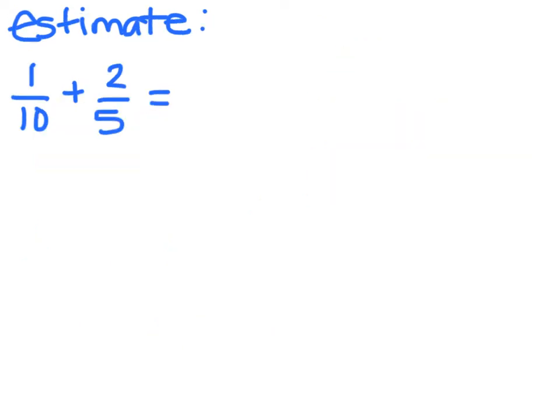Let's try a couple more of these together. Let's estimate the sum of 1/10 and 2/5. 1/10 is very close to 0. 2/5 is, I'm going to go with 1/2 as our benchmark for 2/5. So our answer for this one is 1/2. See how this is working? We're simply going to round or use a benchmark to simplify our fractions to 0, 1/2, or 1 and add from there. Let's do another.